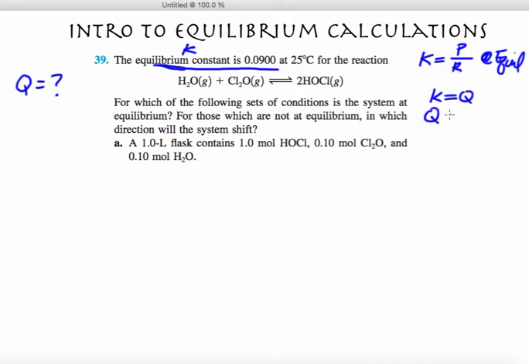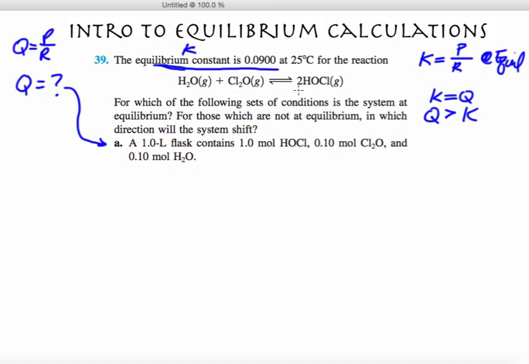If Q is greater than K, and Q is going to be the same thing, by the way. Q is going to be your products and reactants, but under the conditions that you're given. So that would be these conditions here. We don't know if those conditions are currently at equilibrium, so we compare Q to K. Now if Q is greater than K, what that's telling me, if this value Q is bigger than my value K, is that I have more products than I'm supposed to have at that particular point in time.